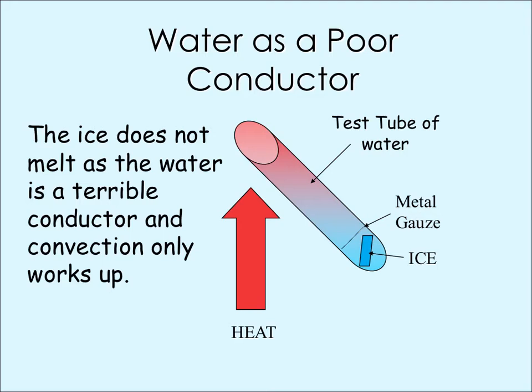And water, as a non-solid, is a very poor conductor. Remember this experiment where you heated up the top of the test tube and the ice didn't melt at the bottom? That proves 2 things. One, that water is a poor conductor, and the other thing is that convection actually works only going up. You can't convect down, so convection only works going up.